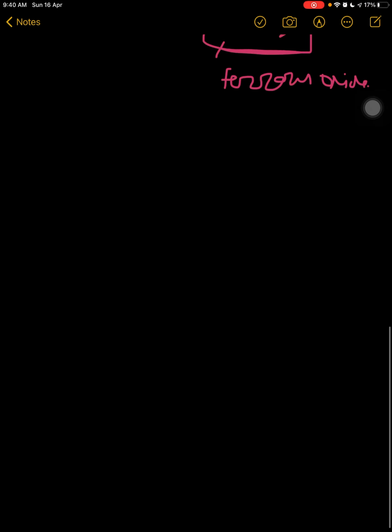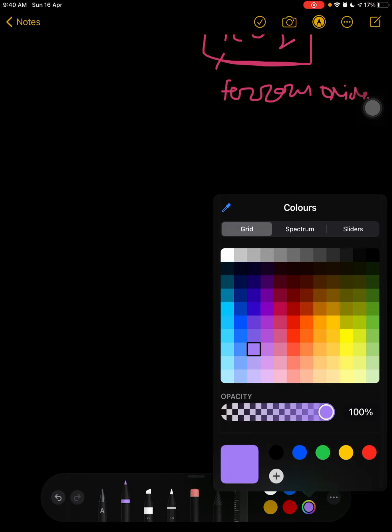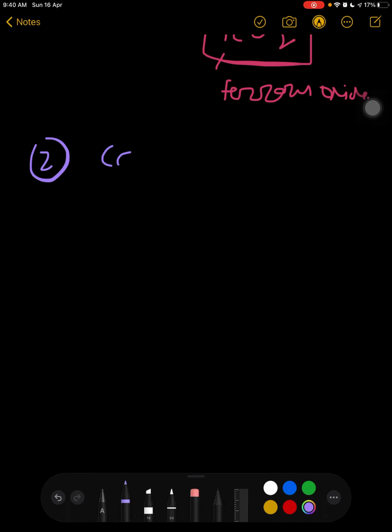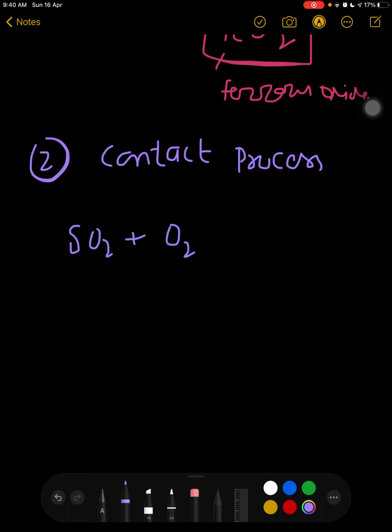Let's talk about another reaction, which is the contact process, in which we have the production of H2SO4, which is sulfuric acid, known as the king of the acids, right? So here we have SO2 plus O2, they will give us SO3, right? Here we put 2, and here if we put 2, okay, this equation is now balanced.